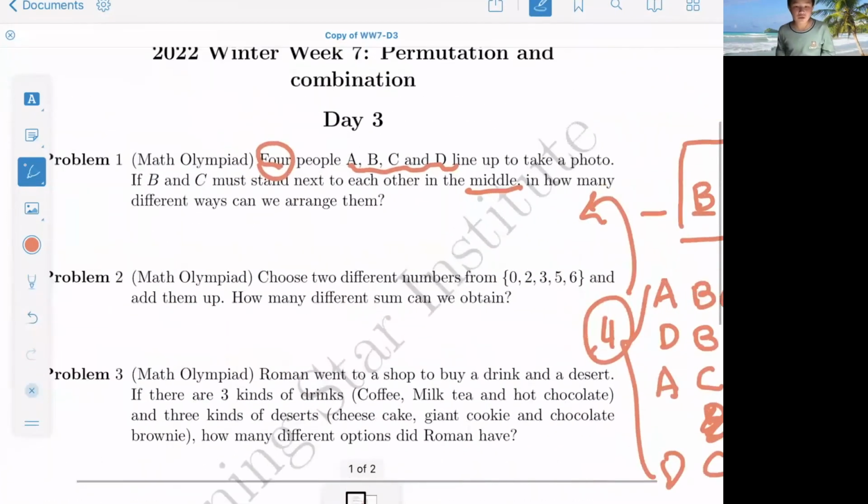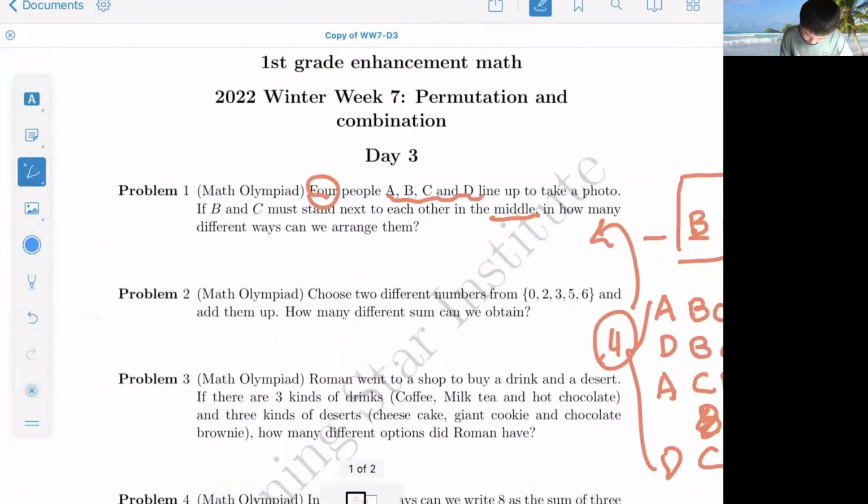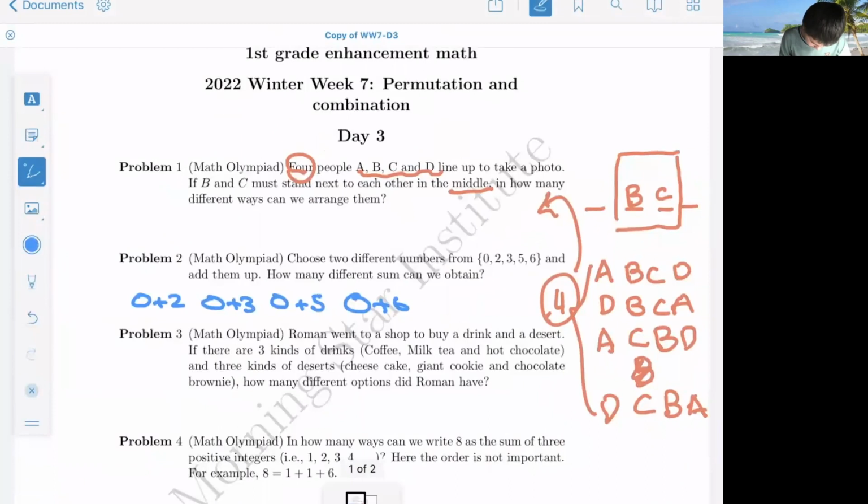For problem number 2, choose 2 different numbers from 0, 2, 3, 5, and 6 and add them up. How many different sums can we obtain? For this question, we can first see that 0 plus 2, 0 plus 3, 0 plus 5, and 0 plus 6 are 4 different cases. This equals 2, 3, 5, and 6.